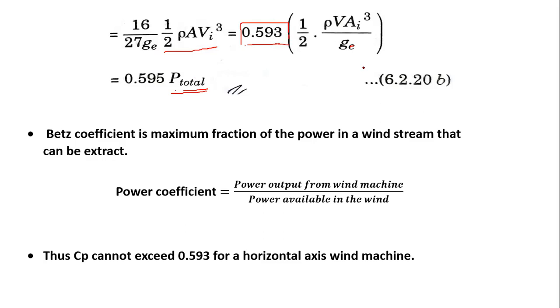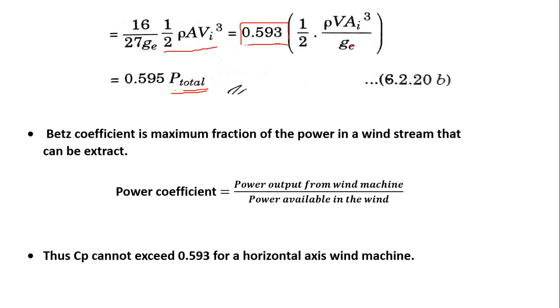This Betz coefficient is named after the person who first derived it. Okay, Betz derived the coefficient first, so it is named the Betz coefficient after his derivation. It is the maximum fraction of the power in the wind stream that can be extracted. What does the Betz coefficient mean? It is the maximum fraction of power that can be extracted from the wind stream.